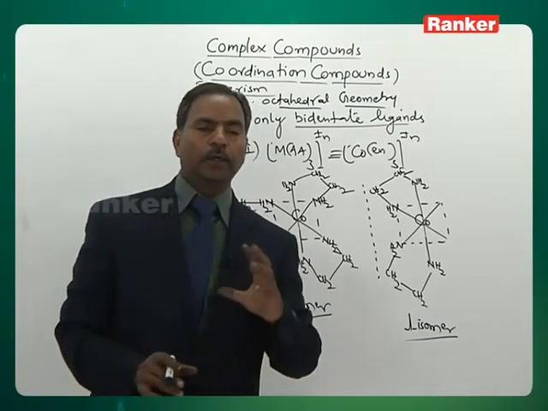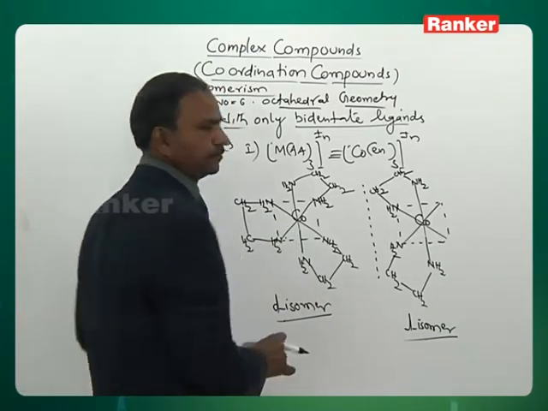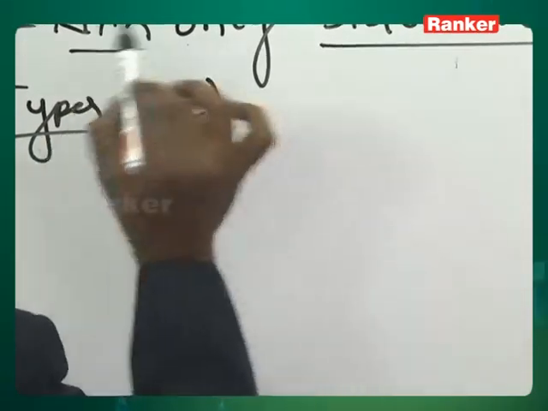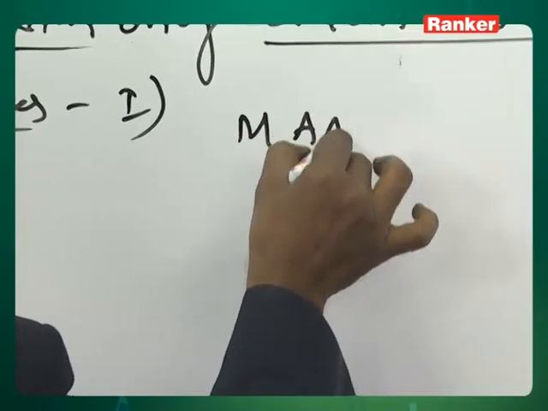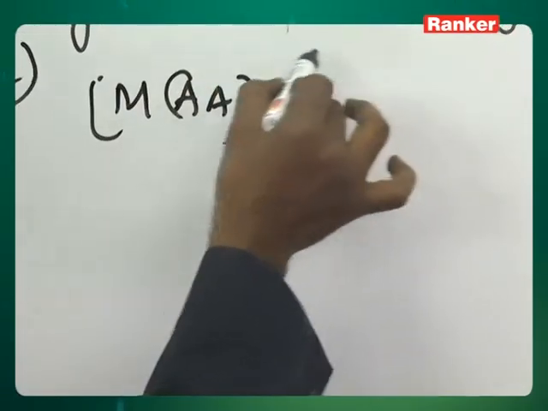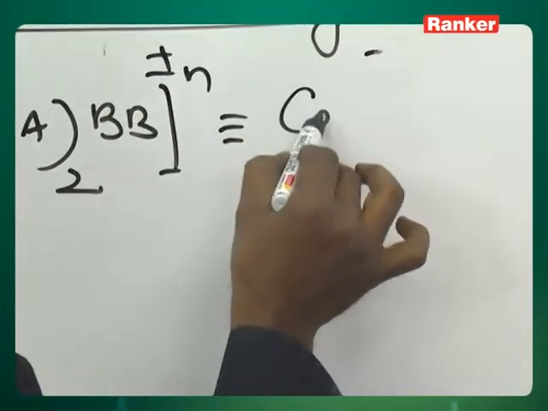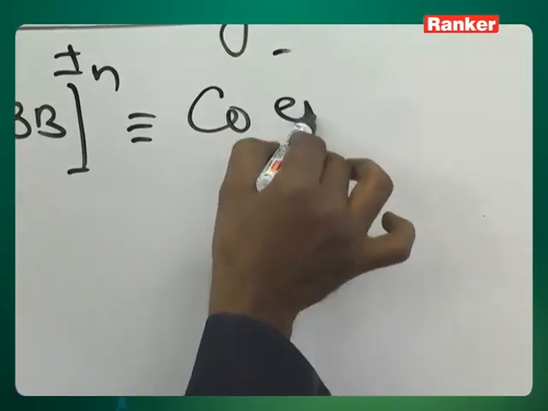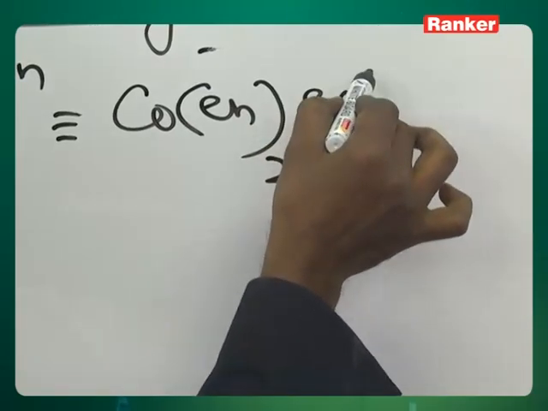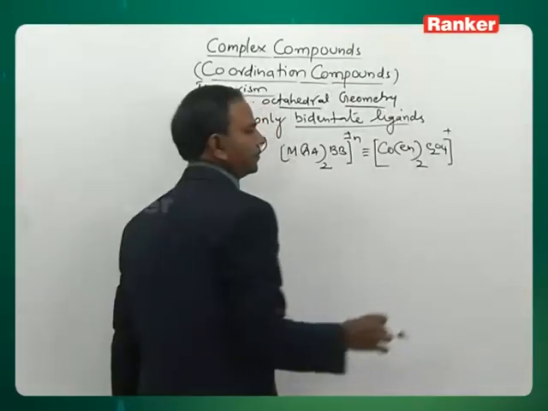Let us take two different bidentate ligands. Next, M(AA) taken twice, BB you take. Next one, the first model only you take, M(AA) taken twice, BB. Two different bidentates. What example can you write? Take en taken twice, C2O4 you take. Plus.